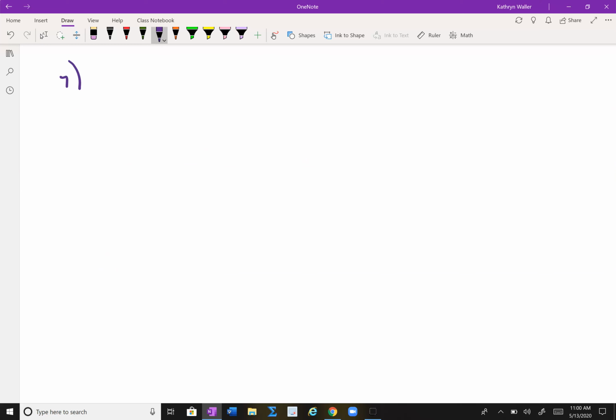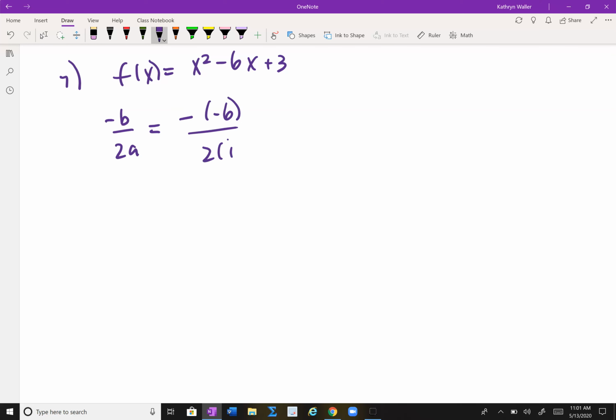Question 7. Here's your equation. Okay, so you can do this 2 different ways. You can complete the square, or you can do -b over 2a. I think -b over 2a is easier. So I'm going to go -(-6) over 2 times 1. That's 6 over 2, which is a 3. So your vertex is 3 comma something.